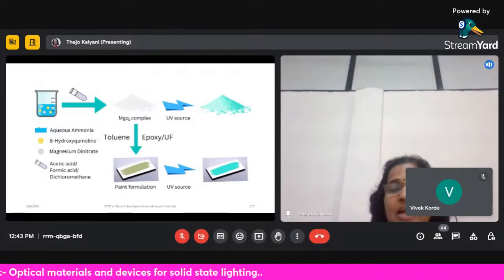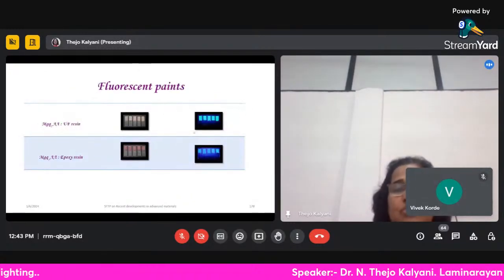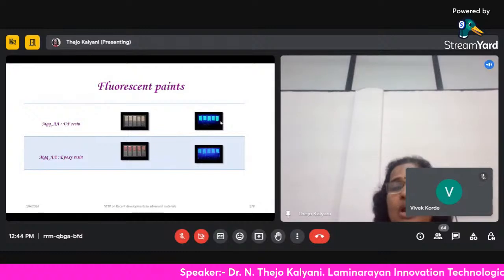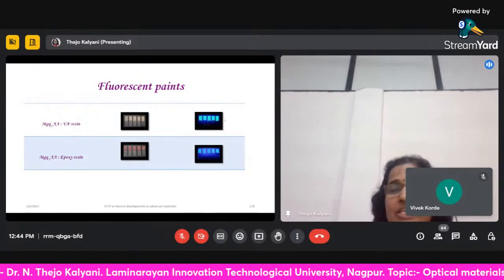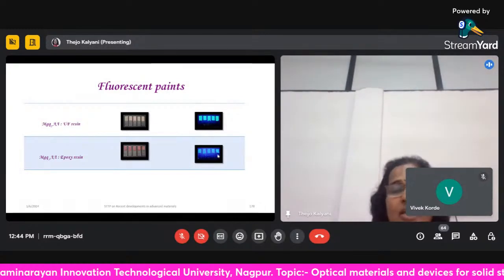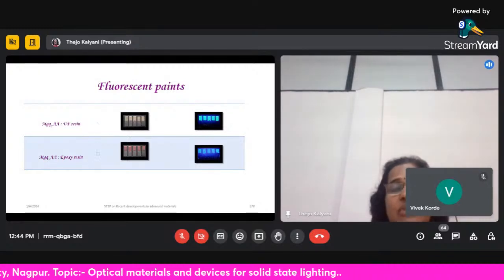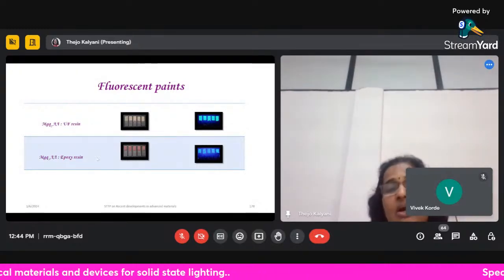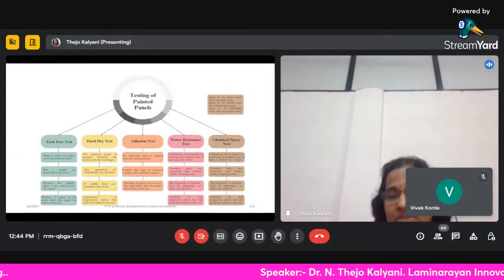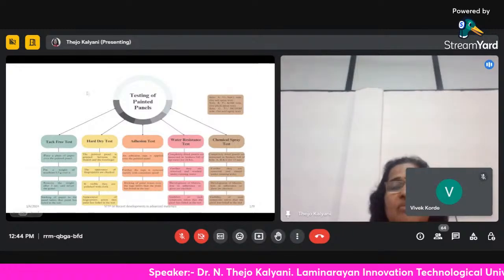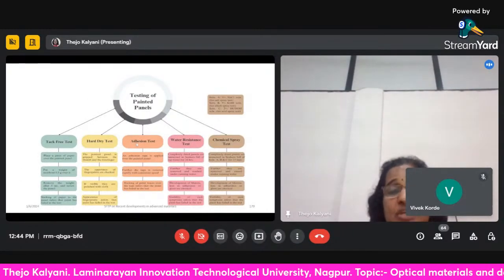We have painted the panel, and under the UV source, this is just a graphical abstract of it, and this is how we have coated on the glass slides, and this is how these panels look under the UV light. So this is a bit greenish color, and this is a bit bluish. If we change the concentration as well as the resin which we are using here, the color might change to a certain extent, and we can coat it on those surfaces.